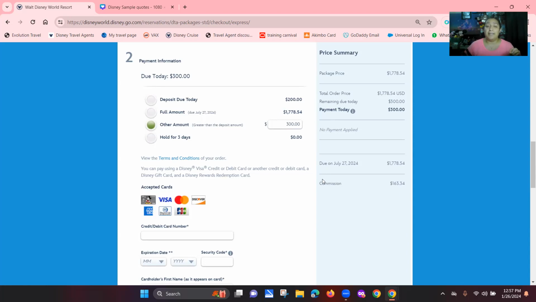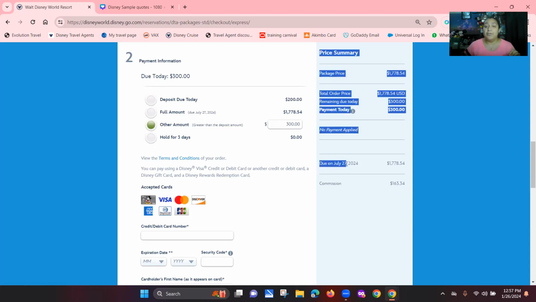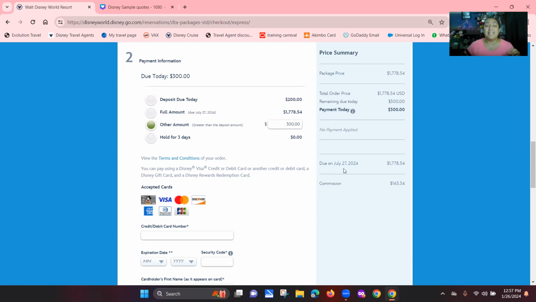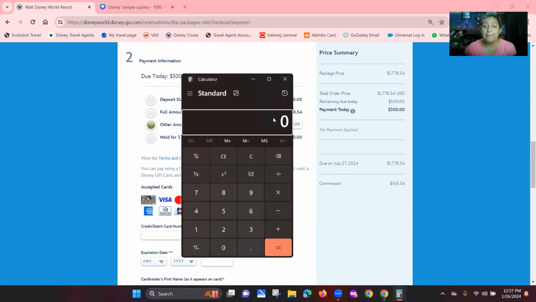how you do the payment plan is simple. You see right here where it says July 27th. Okay, that means that I have until July 27th to make this payment. So if they are going to go ahead and do, right, the total amount is $1,778.54. They're going to give today $200. Okay, so that means I have a remaining balance of $1,578.